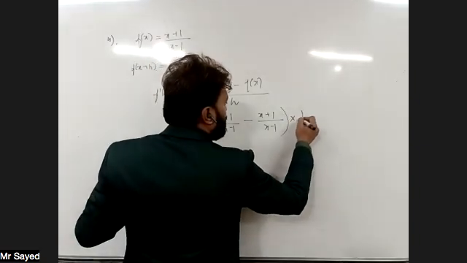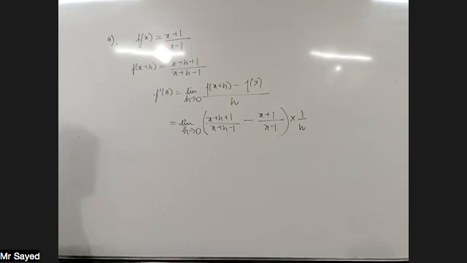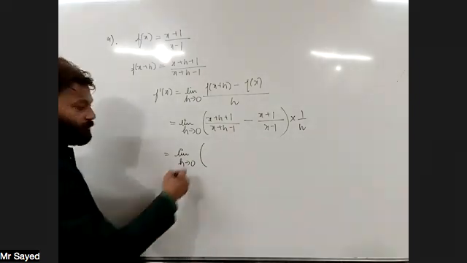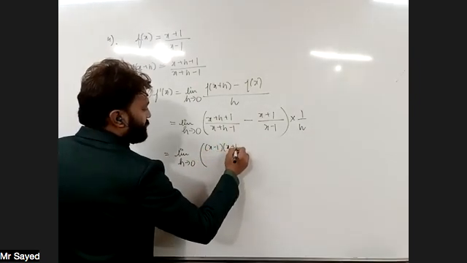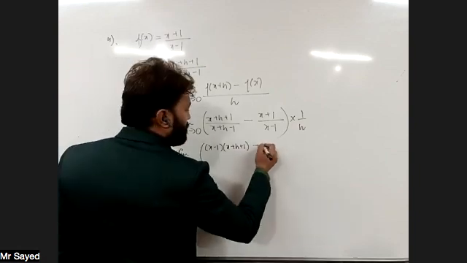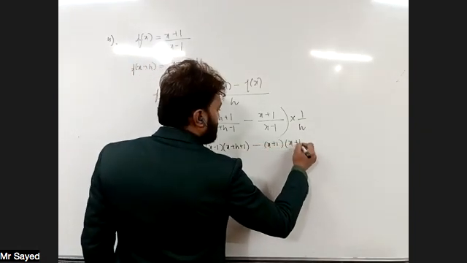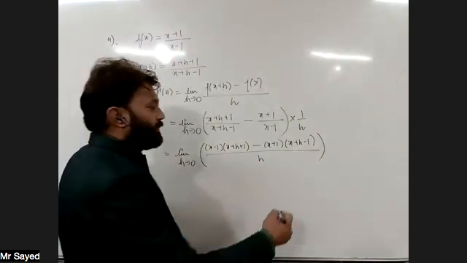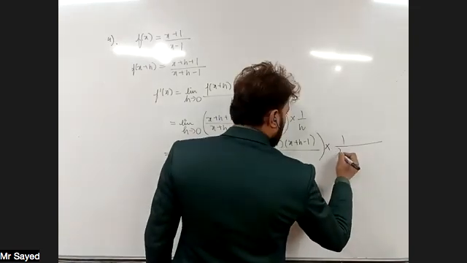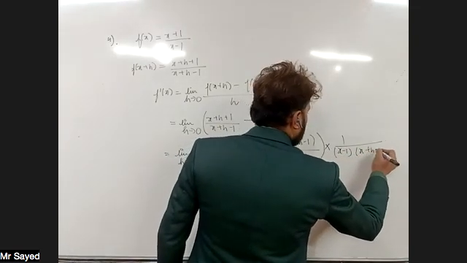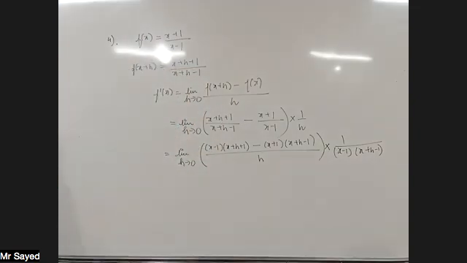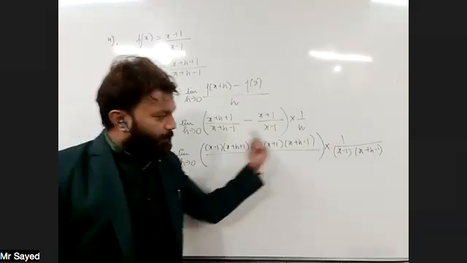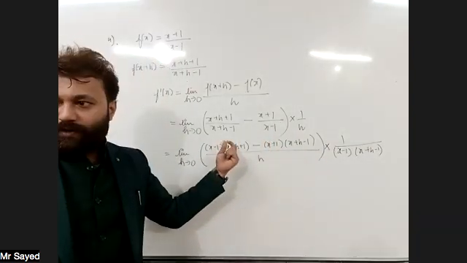So can we write it as into 1 upon h? So this will be limit h tends to 0, x minus 1 into x plus h plus 1, minus x plus 1 into x plus h minus 1, whole upon h. And then into 1 upon x minus 1 and x plus h minus 1. I've done two things in this particular step. First, I've taken the LCM and then I've flipped that LCM also. That is h I've brought over here in the LCM.